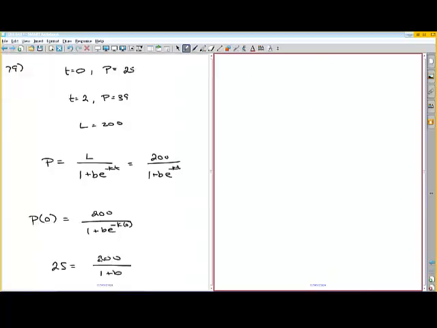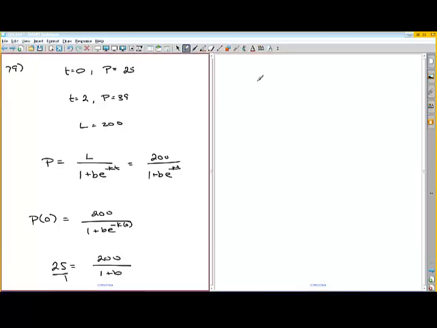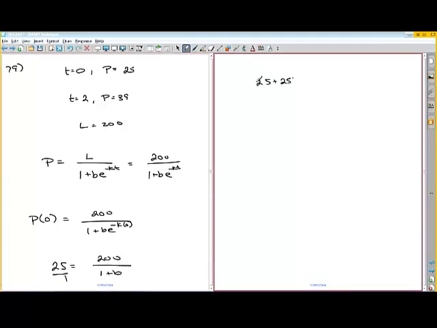Now, if we cross multiply, we get 25 plus 25B equals 200. Subtracting 25 from both sides and then dividing both sides by 25, we get that B equals 7. So our equation now becomes P equals 200 divided by 1 plus 7e to the minus kt. We still have one constant, and we're going to use the second condition to figure that out.